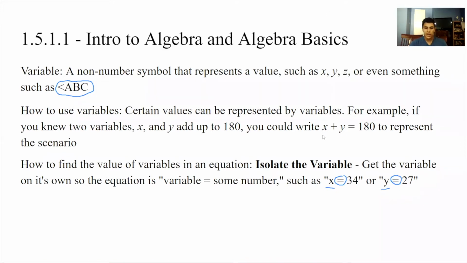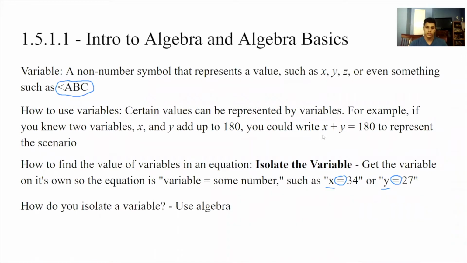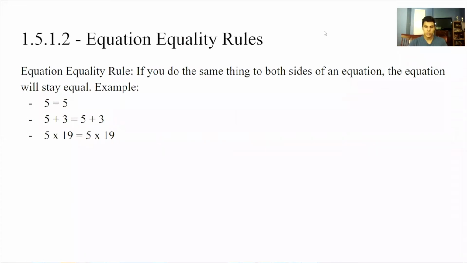And the way that we isolate the variable is by using algebra. So that's where algebra comes into play, and that's what I'll be teaching you in this lesson. In order to use algebra and isolate the variable, there are a few fundamental rules and basic properties that you need to know about equations. I'm going to start with the most important one by far, and that's the equation equality rule, which says that if you do the same thing to both sides of an equation, then the equation will stay equal.